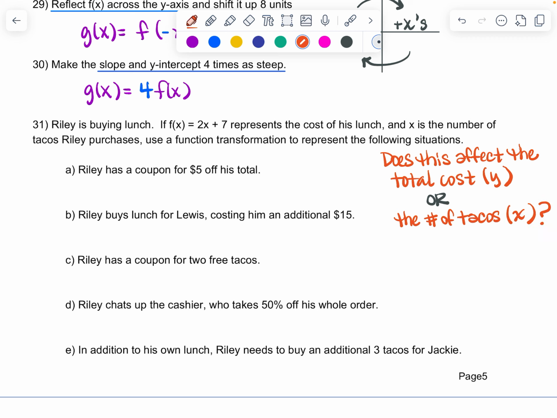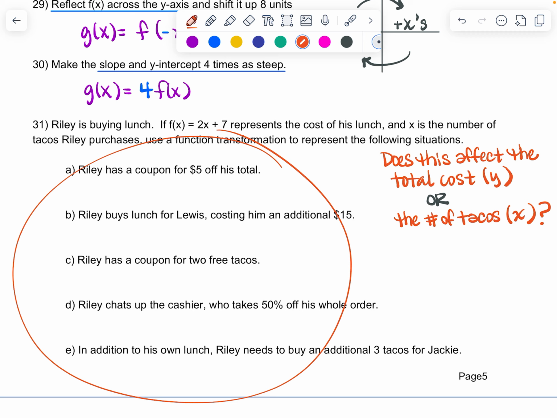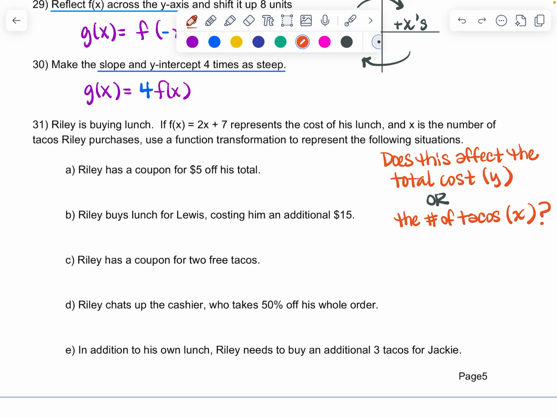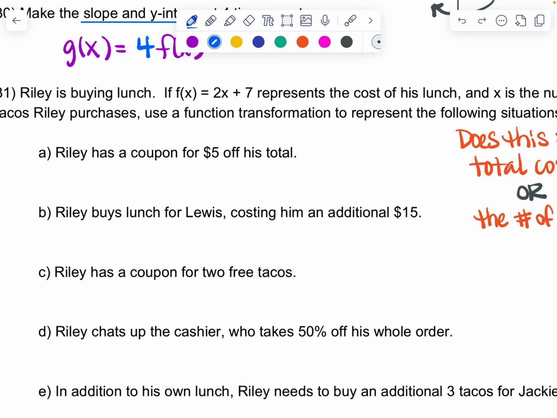So that's kind of our question here. When we read all of these prompts, we want to ask ourselves, is it affecting the total cost, in which case it's affecting the y, the whole function, or is it only affecting the number of tacos? Okay, so here we go. Let's see if we can understand what's going on here.